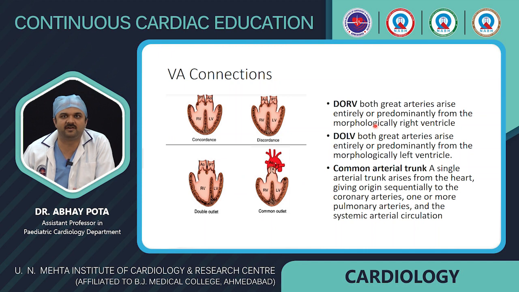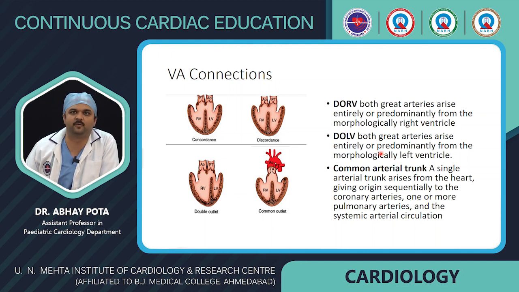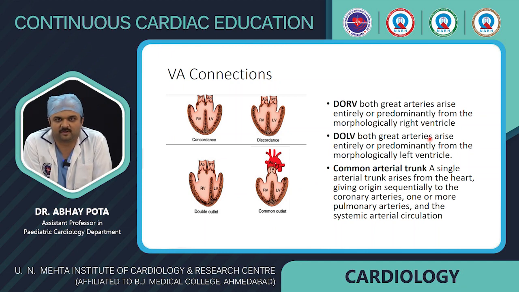Why is this word morphological important? Morphological left ventricle means that it is not about where the ventricle is. The ventricle on the left side is not necessarily the left ventricle. It should be the morphological left ventricle. So this left ventricle can very well be on the right side also, but it is the left ventricle based on its morphology. Then there can be a common outlet, that is common arterial trunk, or as commonly known, truncus arteriosus. A single arterial trunk arises from the heart, giving origin sequentially to the coronary arteries, one or more pulmonary arteries and the systemic arterial circulation.